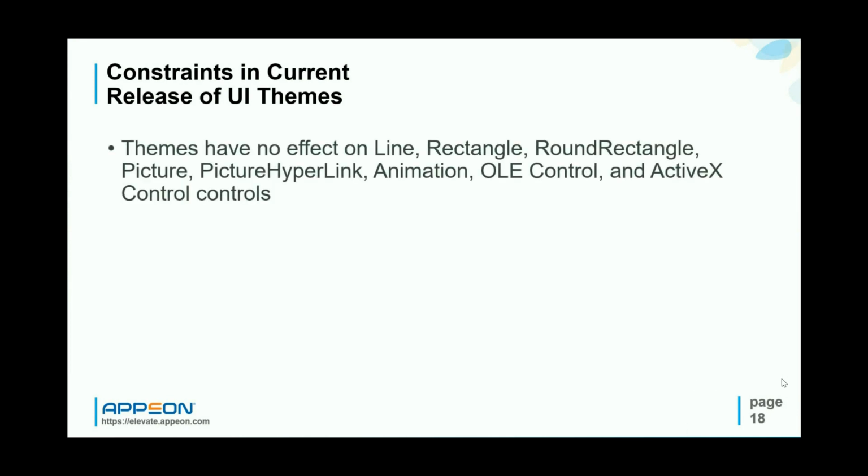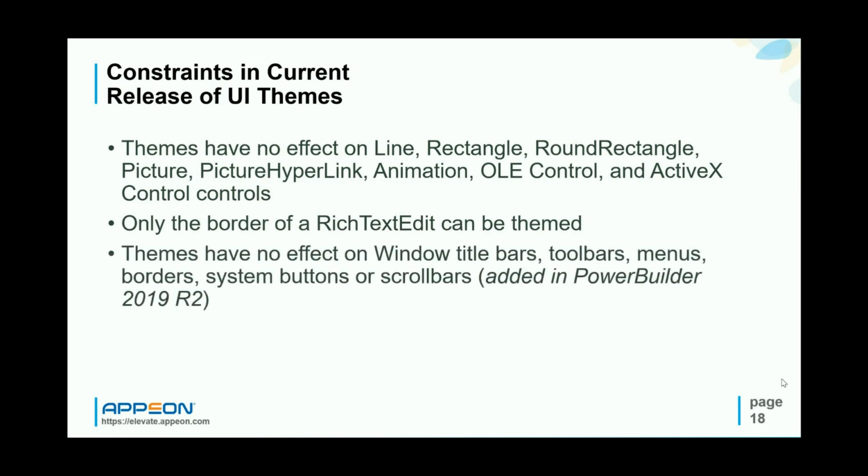Okay, so thing I really want to talk about, constraints in the current release of the UI themes. These are just stuff you need to be aware of. There are some things that don't get themed right now. So currently line, rectangle, round rectangle, picture, picture hyperlink, animation, OLE control, and ActiveX controls are not being themed. Only the border for rich text edits are being themed, so not the background or anything. Themes have no effect on windows, title bars, toolbars, menu borders, system buttons, or scroll bars in PB 2019.